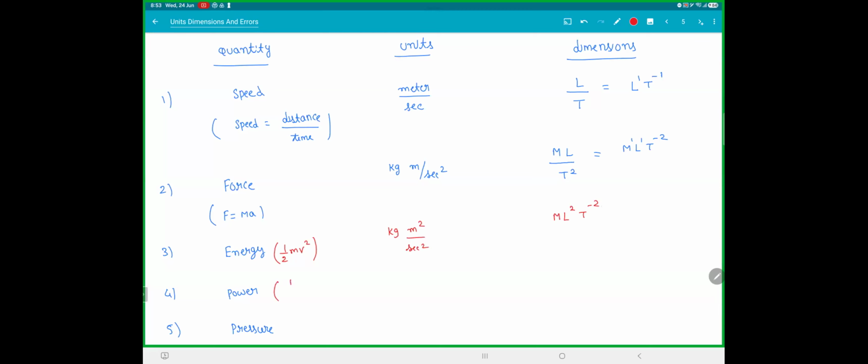Power is what? Energy by time. So you just take the simplest formula you can think of. Energy we already know, kg, meter square by second square. In that you're putting one more second, so second cube. So this is m, L square, t minus 3. Pressure, force by area. I hope you know that formula from school. Force is already kg meter per second square. Area is meter square. So meter will cancel there. You'll get kg by meter by second square. So this is m, L power minus 1, t power minus 2.